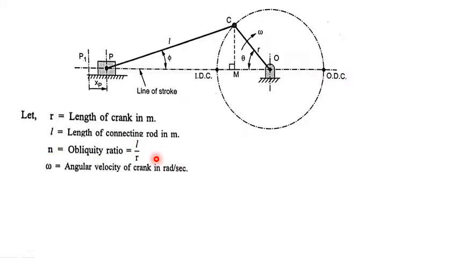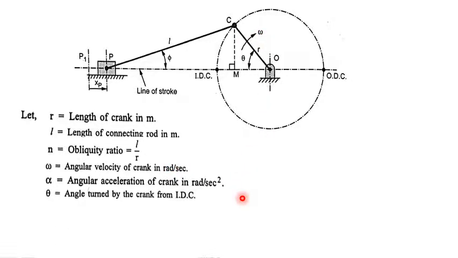Next, omega. Omega represents the angular velocity of the crank in radians per second. Here in this case, it is acting in a clockwise direction. Next, alpha is the angular acceleration, that is, the rate of change of angular velocity. Here it is also acting in the same direction. Its unit is radians per second square. Next, theta. In the figure you can see theta is the angle turned by the crank from the inner dead center.